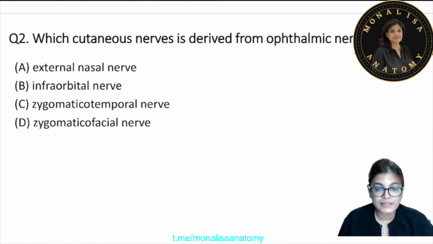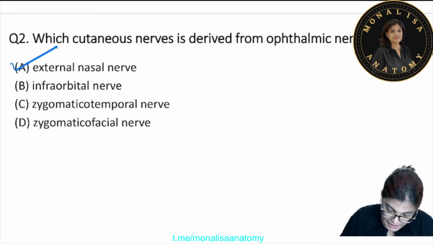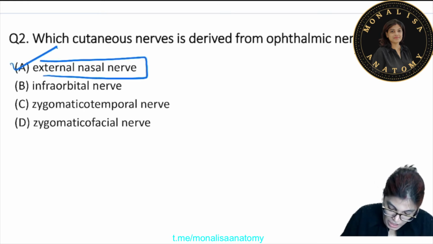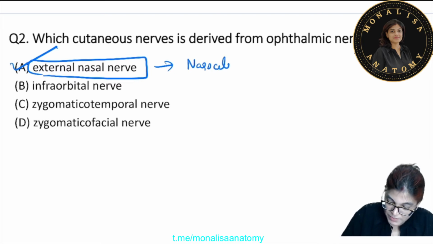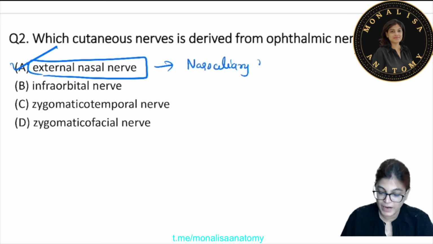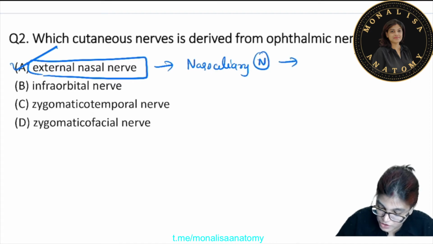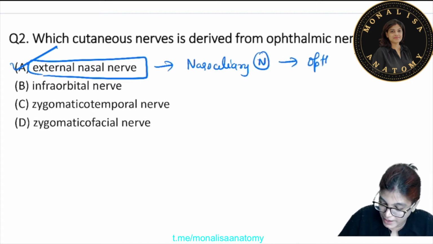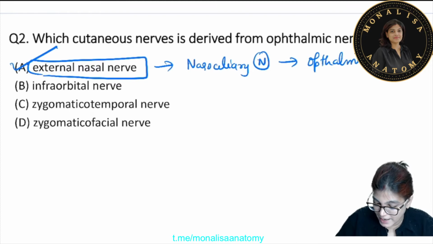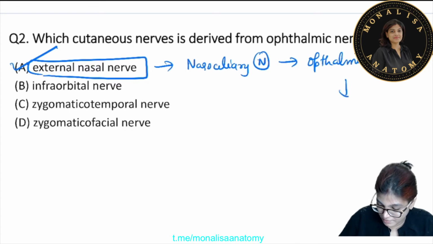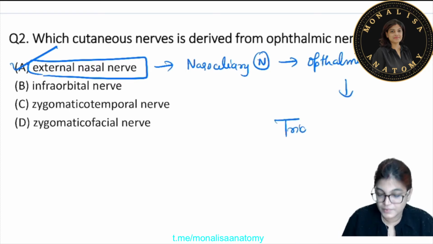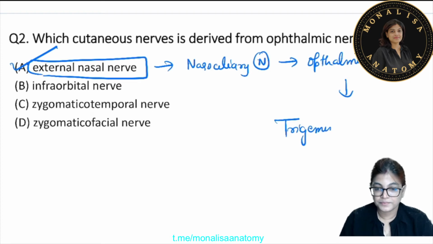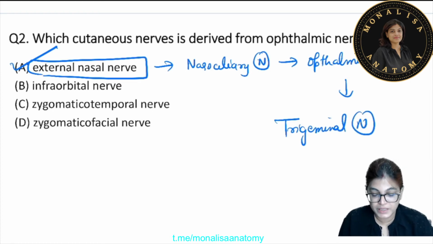Which cutaneous nerve is derived from the ophthalmic nerve? The correct answer is external nasal nerve. Actually, this is the terminal branch from the nasociliary nerve, and the nasociliary nerve is a branch of the ophthalmic nerve, and the ophthalmic nerve is a division of the trigeminal nerve. So done with the description of the second MCQ also. Moving to the third MCQ.